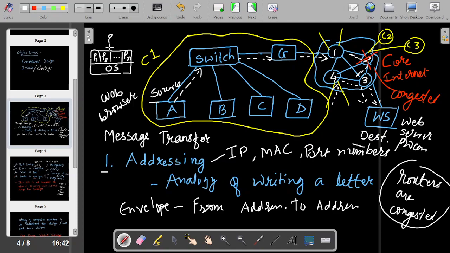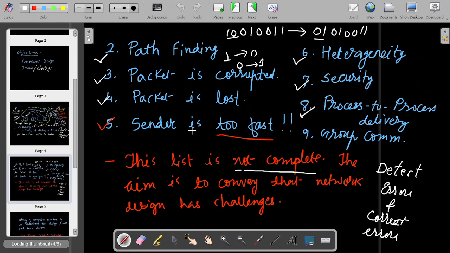Using pathfinding, routers deliver the message to the correct destination machine, but on that destination machine, which application or which process should be given that message, that is known as process to process delivery.